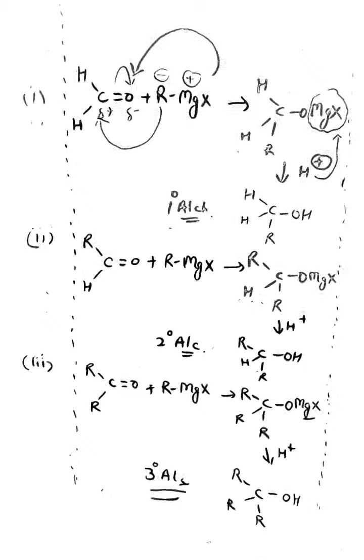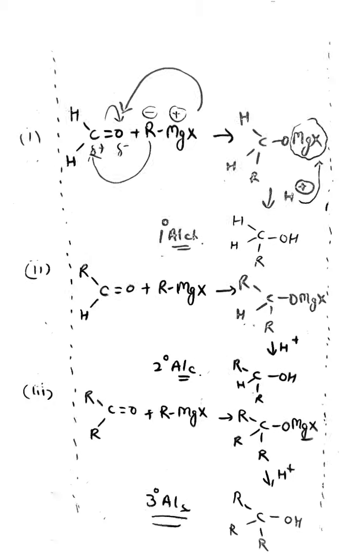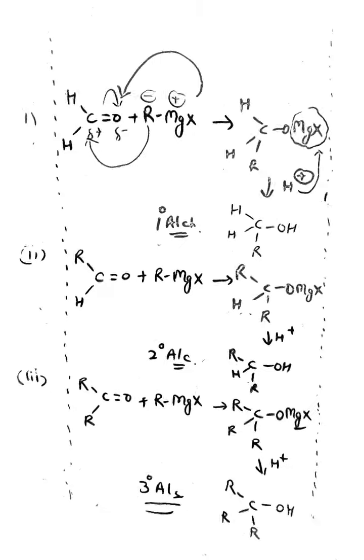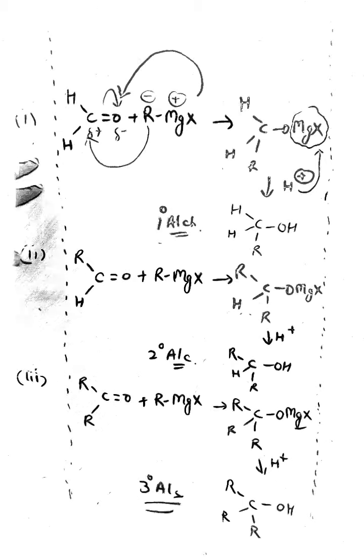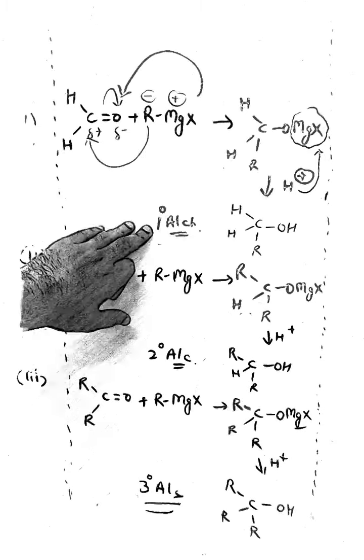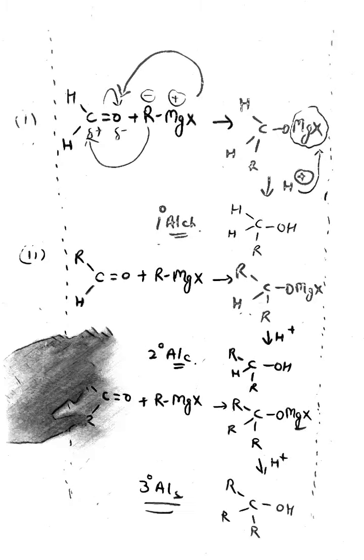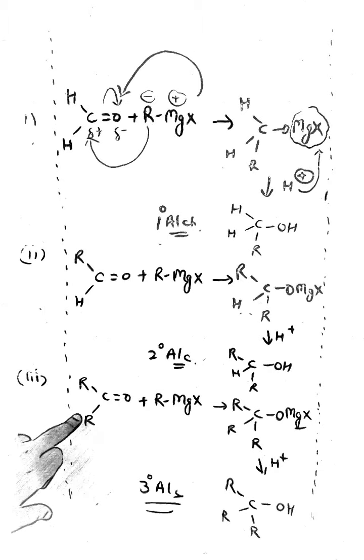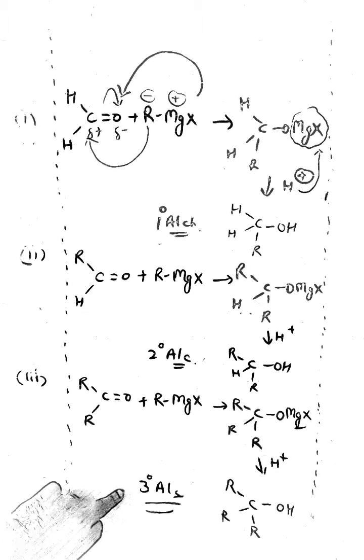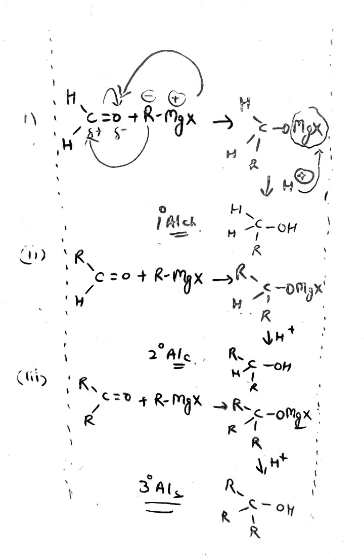So here we can clearly see that with the formaldehyde we can obtain 1 degree alcohol. With any other aldehyde we can obtain 2 degree alcohol. With ketones we can obtain a 3 degree alcohol molecule. So 1 degree, 2 degree and 3 degree alcohols can be prepared from Grignard reagent reacting with aldehydes and ketones.